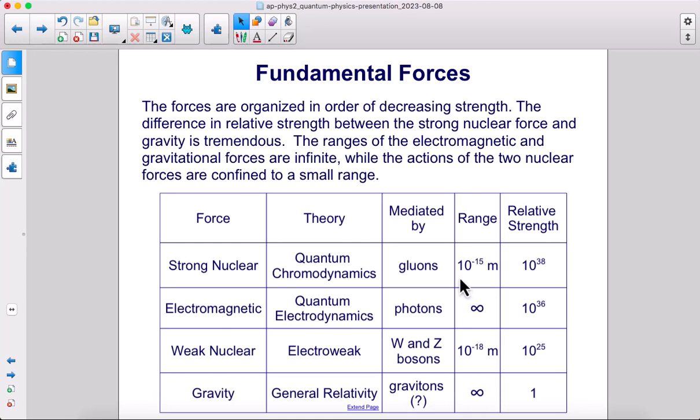The ranges over which these forces act is also different. The ranges of the electromagnetic and gravitational forces are infinite. However, the 2 nuclear forces are very short ranges. They only act over the distances inside an atom.